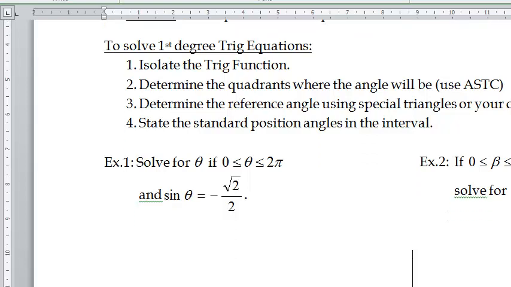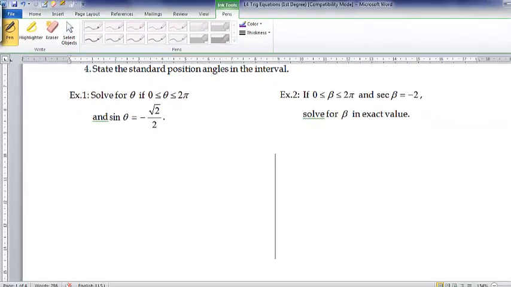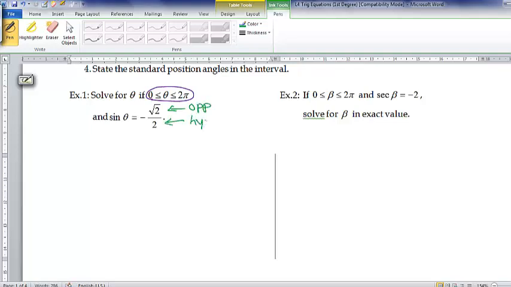So we're going to look at about 5 examples here in this lesson. In the first one, we're going to solve for theta, and the interval here is from 0 to 2 pi. So any answers that we're looking for have to be in that region, nothing outside of there. And they've also told us that the sine ratio here is root 2 over 2. And by telling us that, they're actually telling us a ratio, right? An opposite and a hypotenuse sine ratio.